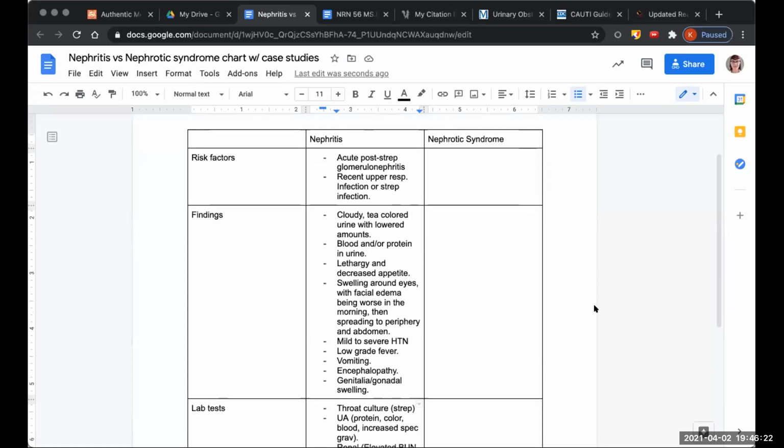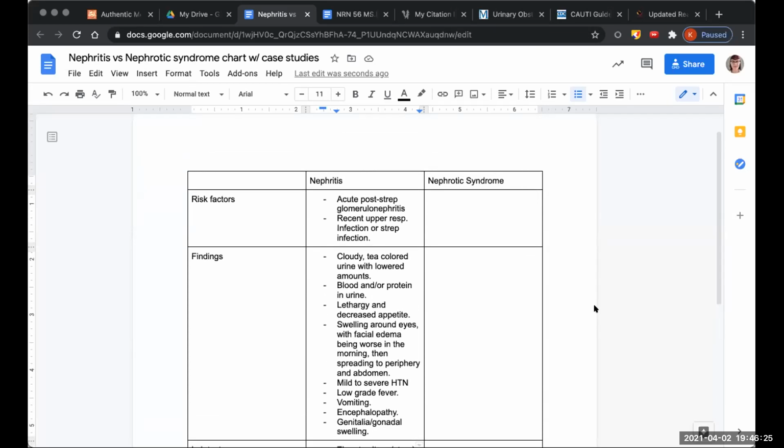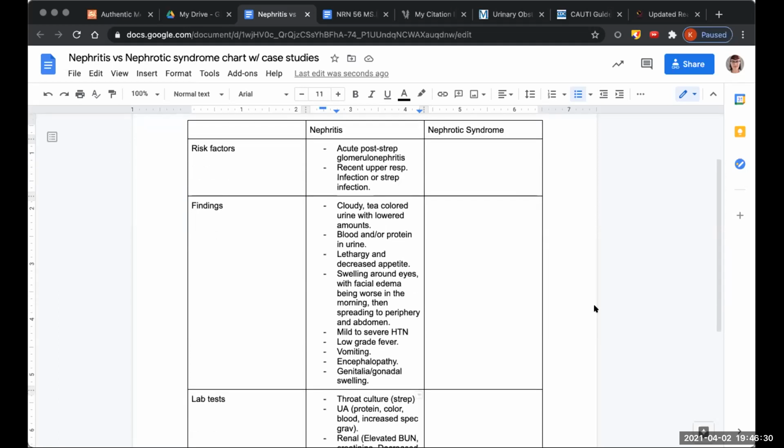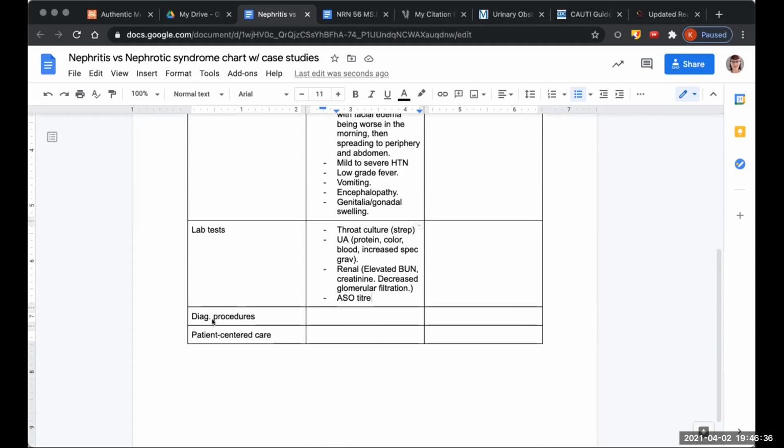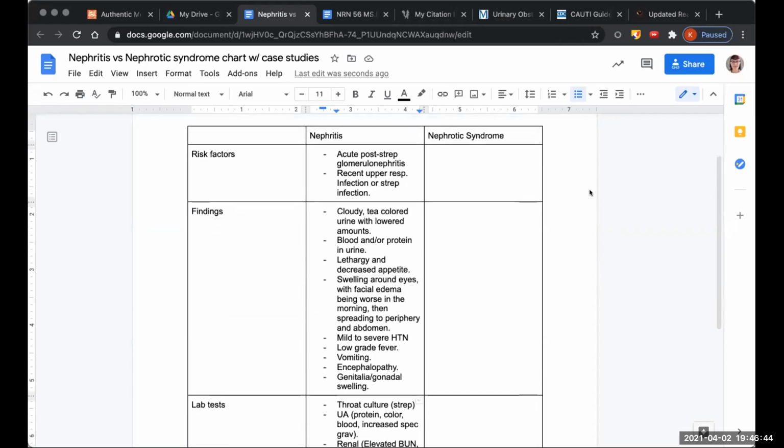Okay, cool. So I kind of went more along the lines of how the ATI book had these set up and their differences, like risk factors and findings, labs and diagnosis procedures, and then how we would care for each. Let me just double check on nephritis, so findings, that has your swelling around the eyes, often swelling around the eyes, mild to severe hypertension.